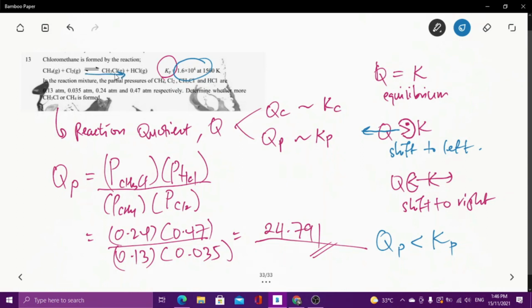Bila to the right, siapa yang lebih banyak terhasil? To the right maksudnya produk lah lebih banyak terhasil. So determine whether more CH3Cl or CH4 is formed. Jawapannya adalah more CH3Cl is formed lah, sebab dia shift to the right. Dia shift to the right. Begitu. Okay, so I think that will be all for today.